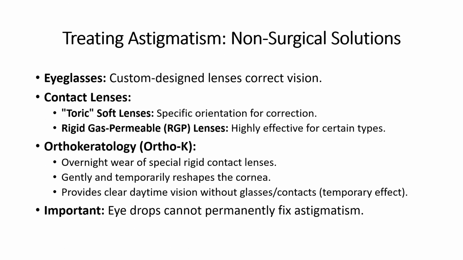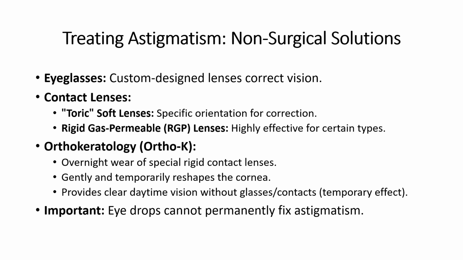The good news is that astigmatism is a very treatable condition. For many people, non-surgical options are excellent choices for clear vision. The most common solution is eyeglasses. Your eye doctor can prescribe custom-designed lenses that compensate for your eye's unique irregular curvature, making sure light focuses correctly. Contact lenses are another popular choice. For astigmatism, we often use special, toric, soft contact lenses, which are designed with specific orientations and curves to correct the uneven focusing. Rigid gas permeable, or RGP, contact lenses can also be very effective for certain types of astigmatism.